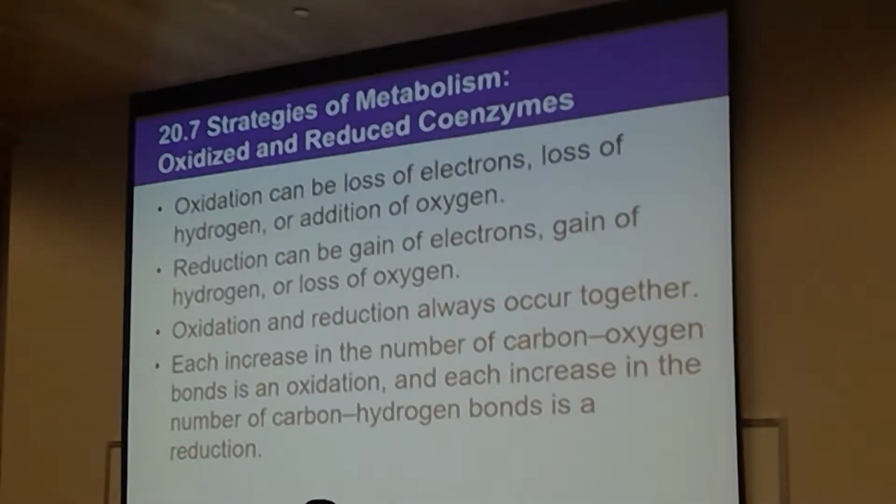So oxidation can be loss of electrons, loss of hydrogens, or addition of oxygen. And reduction can be gain of electrons, gain of hydrogen, or loss of oxygen. So now, why did most of you write that?